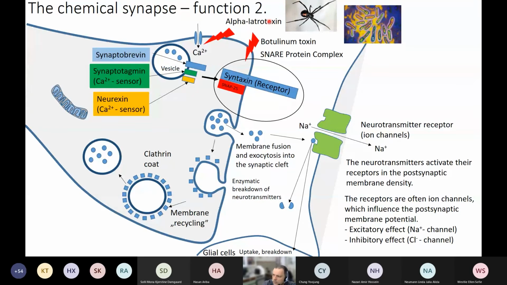And also you will hear about a disease that is caused by a bacterium called Clostridium. And it may produce a toxin, which is the botulinum or botulinus toxin, which is then interacting with the SNARE protein complex. And if that doesn't work, then the exocytosis is disturbed. And one may get infected by this bacterium, or more likely by the toxin of this.